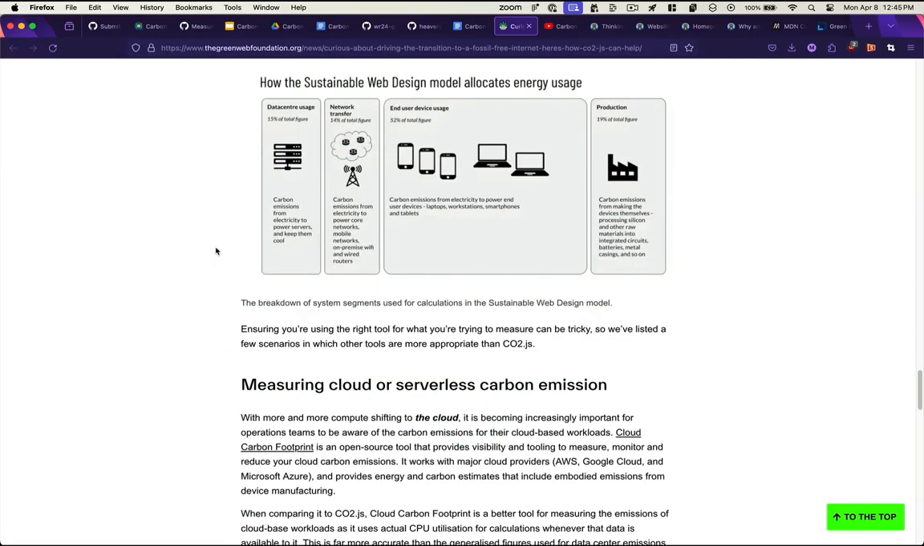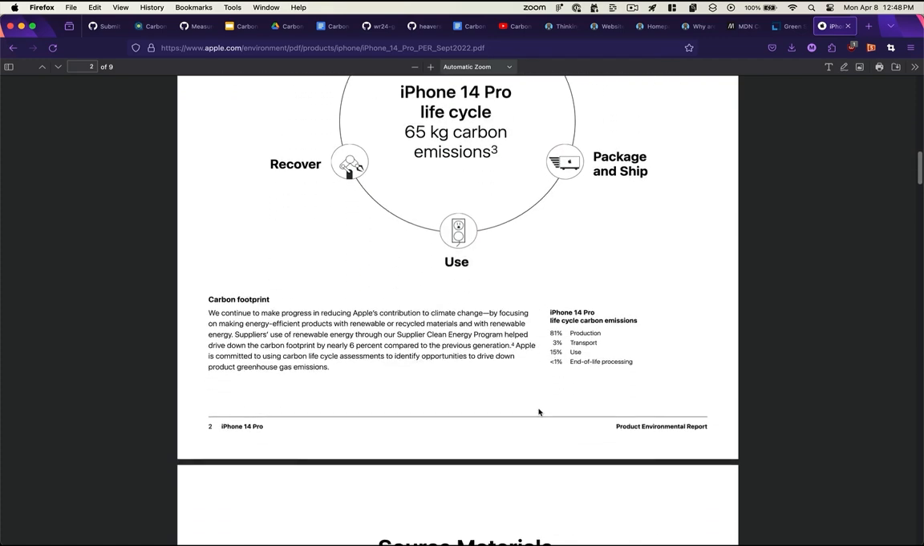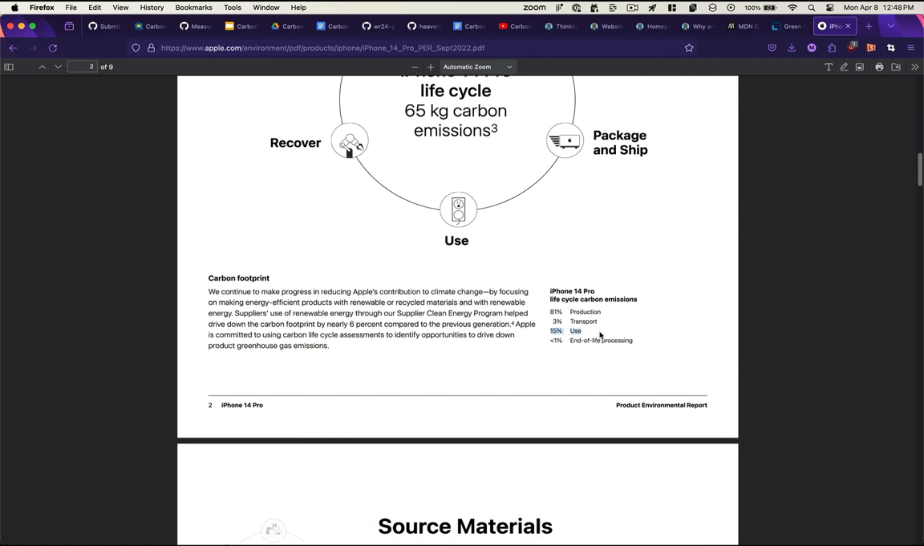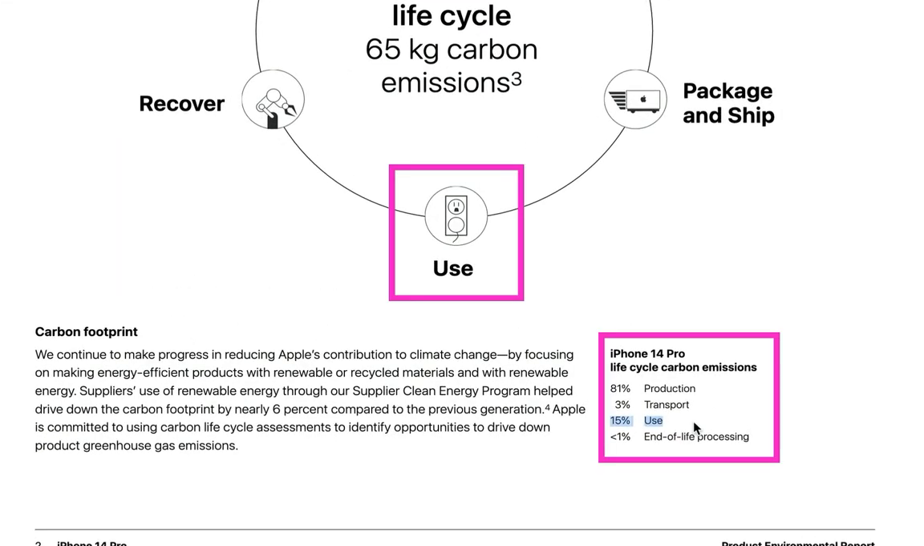For example, the CO2JS model assumes around 52% of emissions are from client-side electricity usage, but that doesn't always match the estimates that are coming from lifetime carbon assessments published by hardware manufacturers, which tend to show device electricity usage at a small fraction, ballpark 10 to 20% of overall life cycle carbon emissions of phones and laptops.